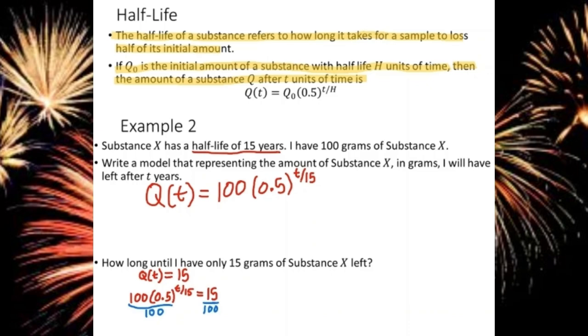We'll start off by dividing both sides by 100, and 15 over 100 is exactly 0.15. Here I'll write it as a decimal to make the writing more compact, but if the decimal is non-terminating, meaning you would have to round, I would suggest writing a fraction.